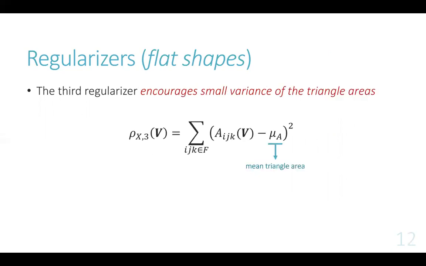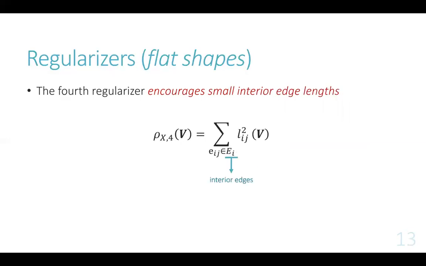The third regularizer encourages small variance in the triangle areas, so it encourages the triangle sizes to be equal and we get evenly sampled meshes. The term just calculates the variance of the triangle areas. And the final regularizer for flat shapes is the L2 norm on all the edge lengths for the interior edges. It has the effect of encouraging, again, an evenly sampled mesh.